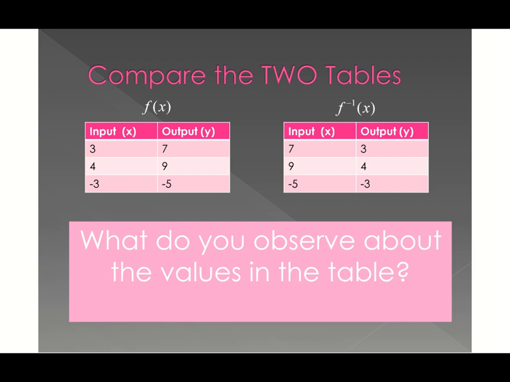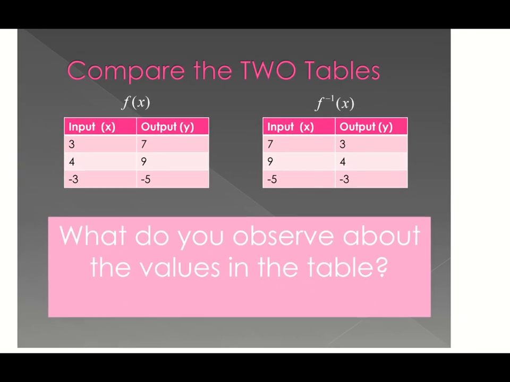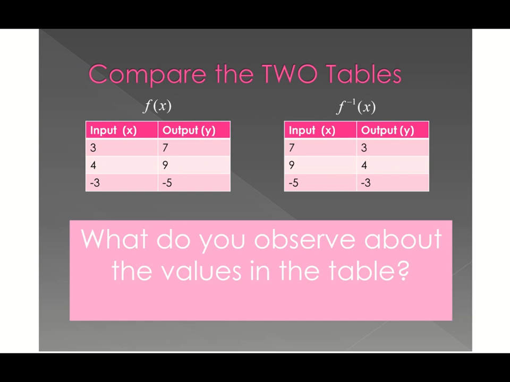So what I want you to do is pause the video and take a second and look at these two tables. The table on the left is your original function, f of x, and the table on the right is the inverse of f of x. And we can see how that is denoted up here. That represents our inverse of our original function f of x. So take a look at these two tables, and what do you notice about the values in the table?